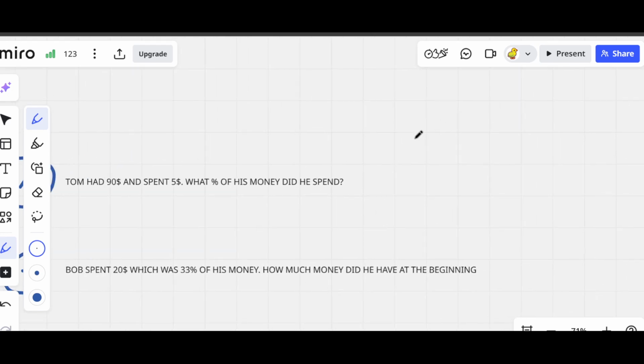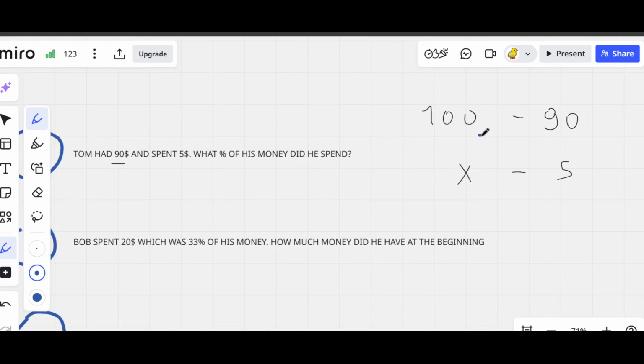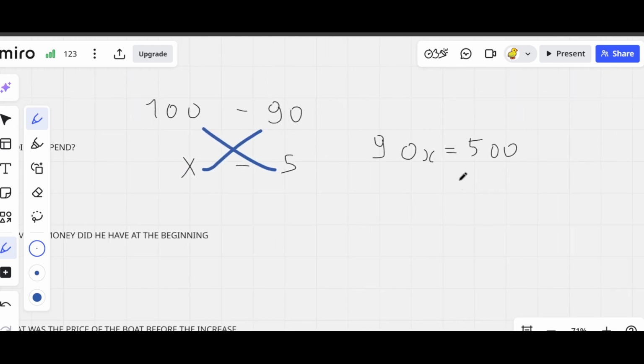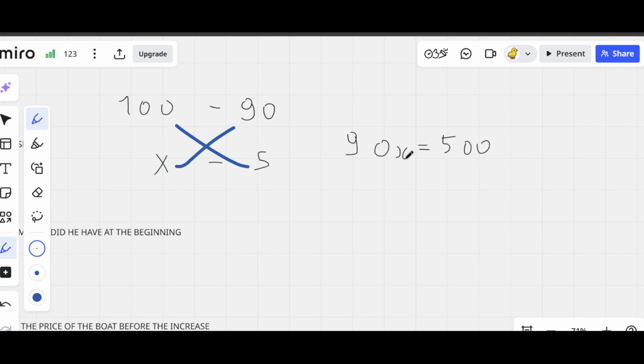So in the cross method, first we need to find 100%. So 100%, that's 90. And then we find what percentage is the 5. So we put 5 on the right side next to the other money, so 90. And this we are looking for. So now we need to use the cross method, and it goes 90 times x, so that's 90x, and 100 times 5.